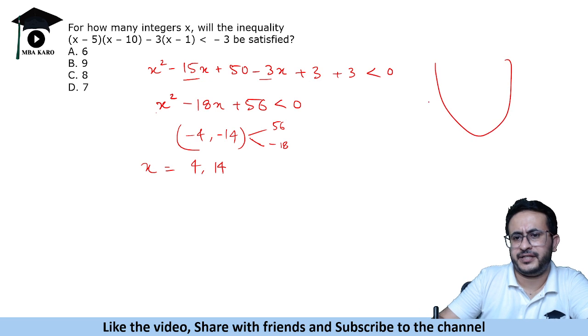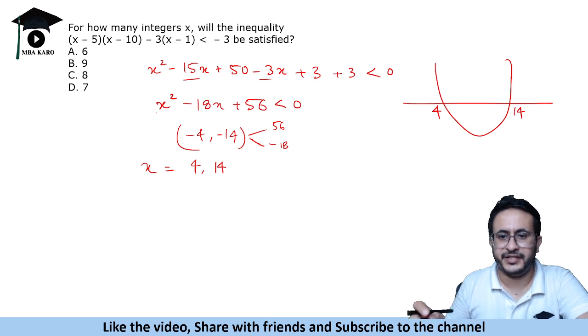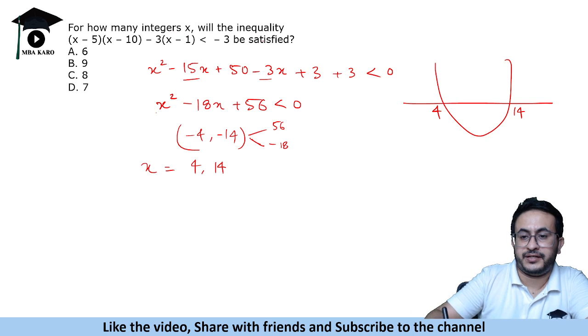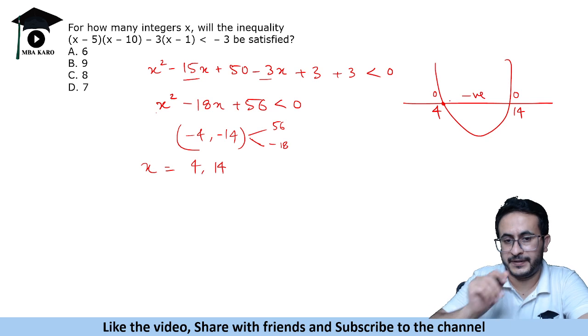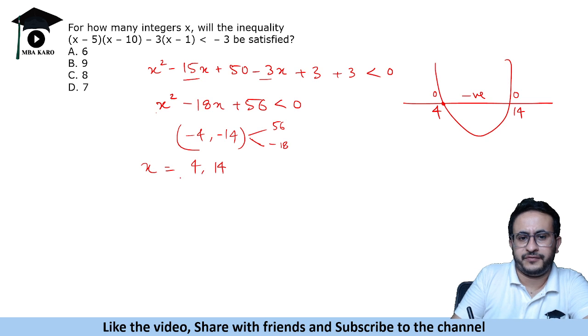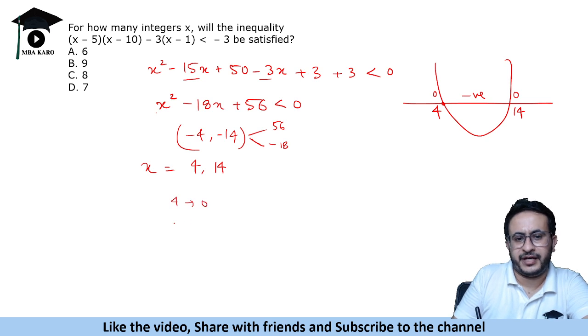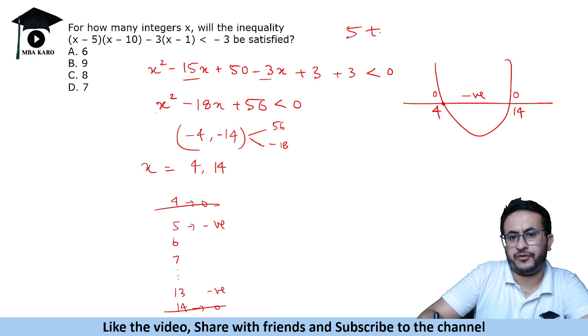Now again the same thing which we did. So this will boost your concept of this chapter, the nature of roots and the inequalities with respect to roots. So at 4 this value will be 0, at 14 it will be 0, it is negative in between them. Okay. So for how many integers will this inequality be satisfied? So 4 will not satisfy because at 4 it will be 0, at 5 it will be negative. 5 negative, 6 negative, 7 negative and so on till 13 it will be negative. At 14 again it will be 0. So we will not count them. So we will count from 5 to 13.